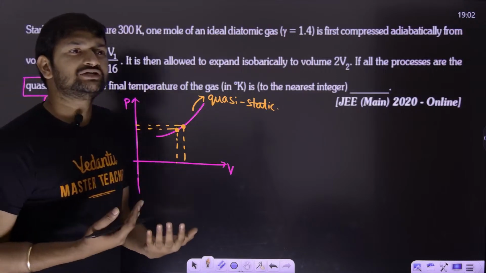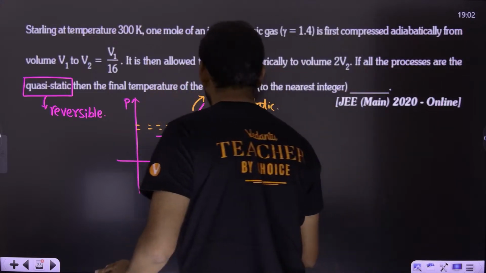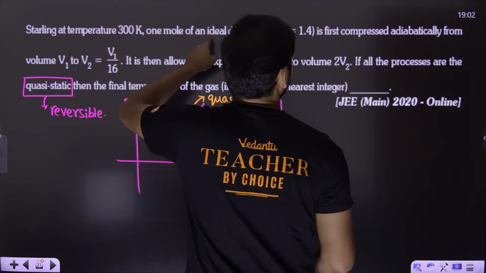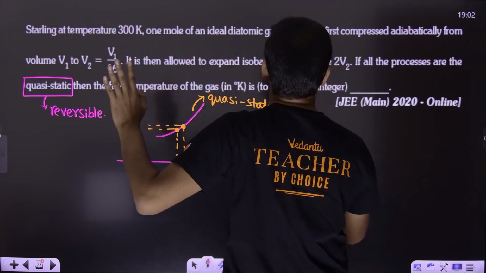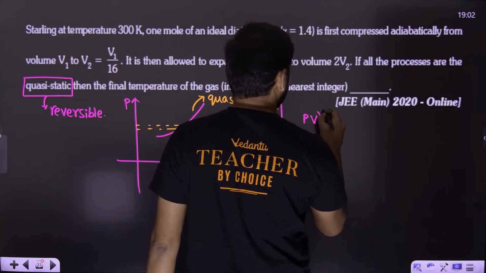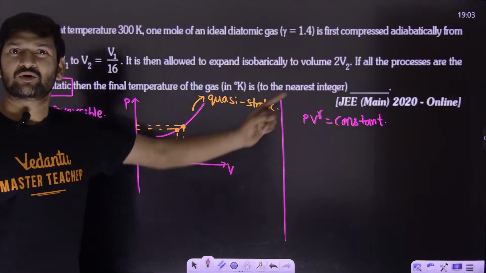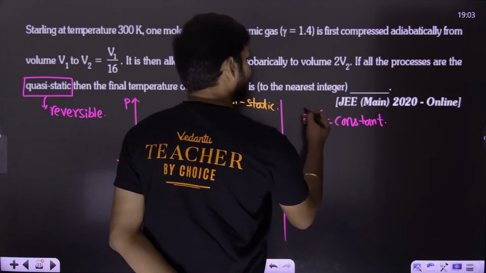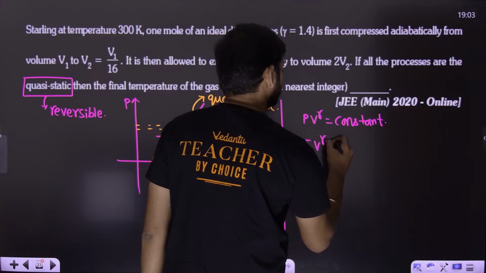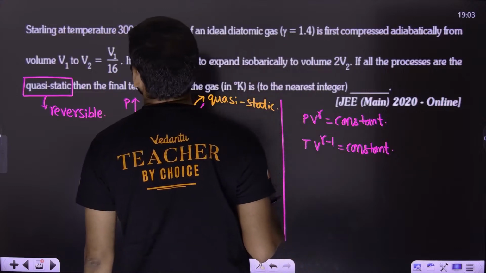That means we can use the expression PV^gamma equals constant. Look, what did they say? First is adiabatic compression. And ultimately what they're asking about is temperature. We don't need PV^gamma, because temperature and volume are related. You can replace pressure in terms of T and V using the ideal gas equation. Then TV^(gamma-1) is going to be constant. So the initial temperature is 300.